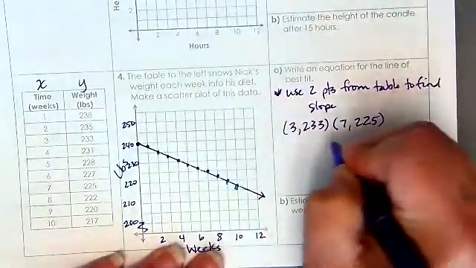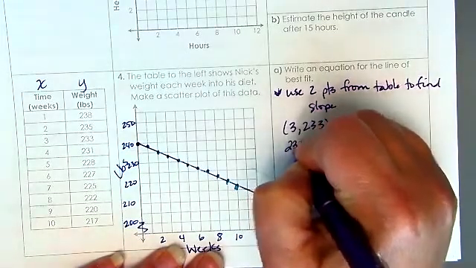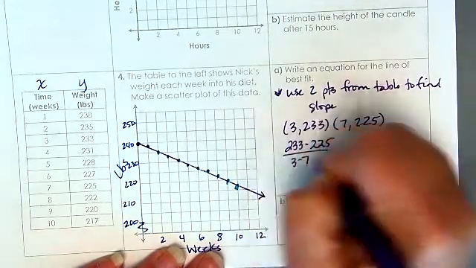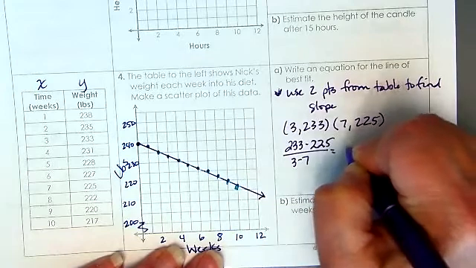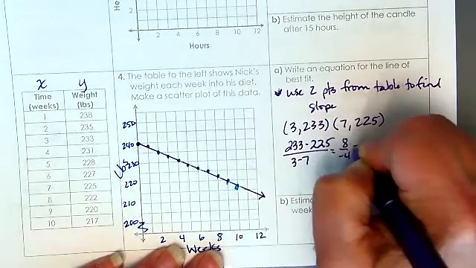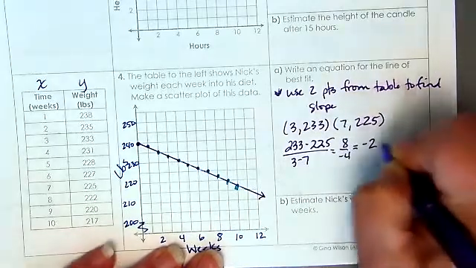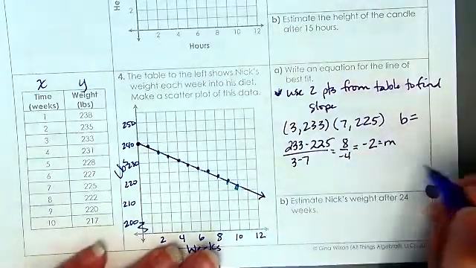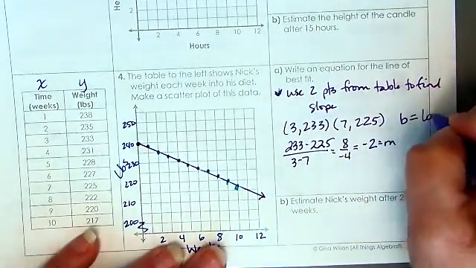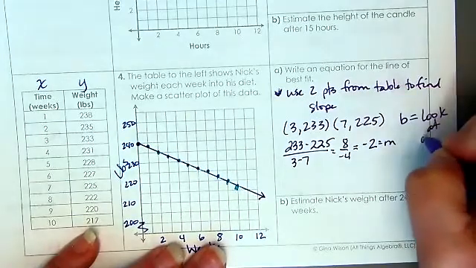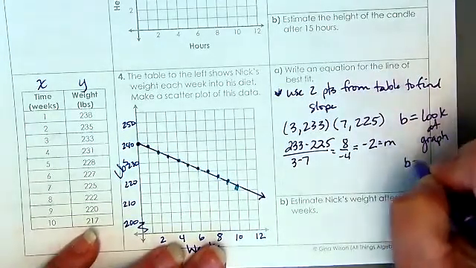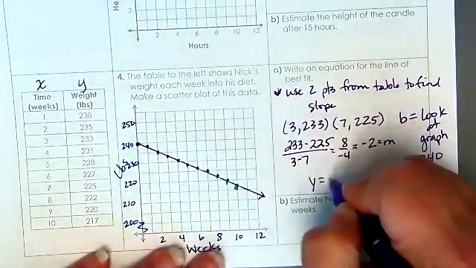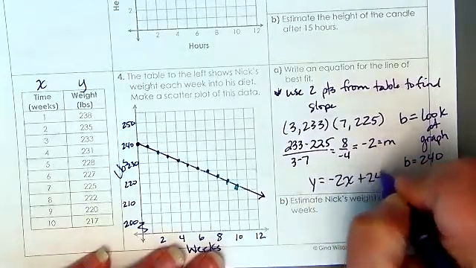So now I'm going to have 233 minus 225 over 3 minus 7, which is going to give me 8 over -4, which gives me -2. That's my M. Well, my B, according to the graph, for the B, I'm going to look at the graph, and my B is at 240, because that's where it crosses. So my equation is going to be y equals -2x plus 240.